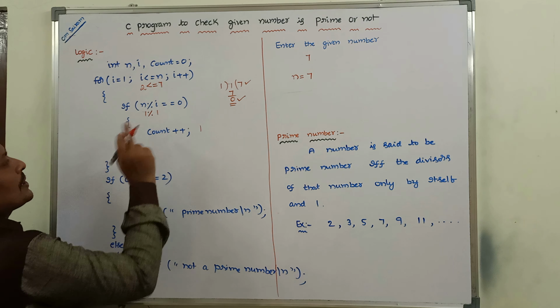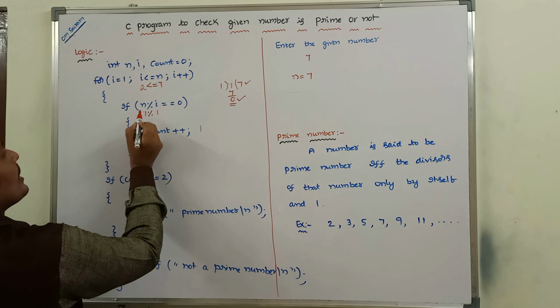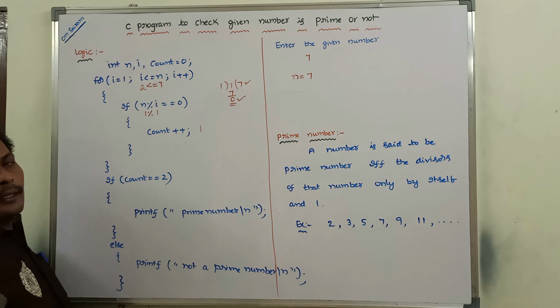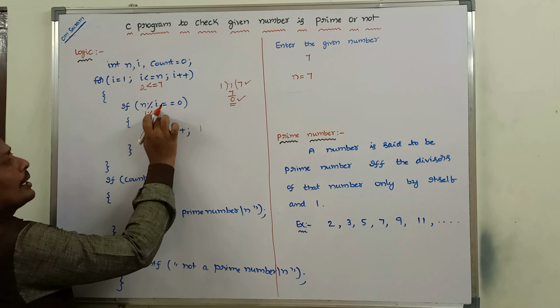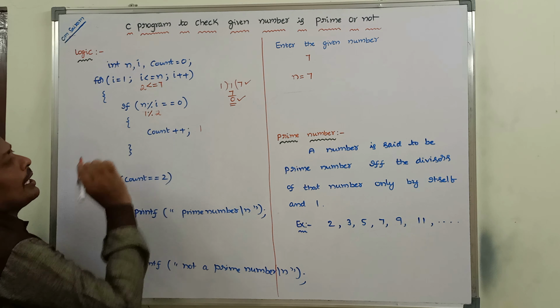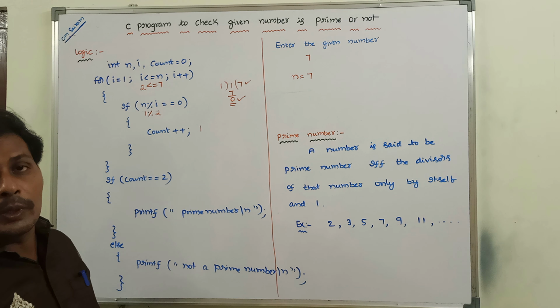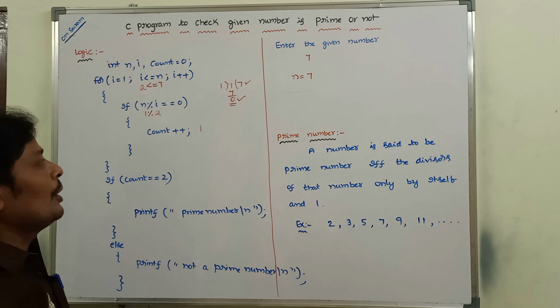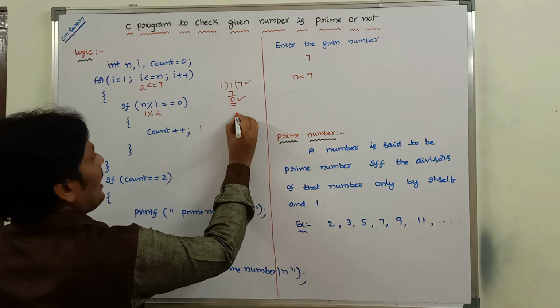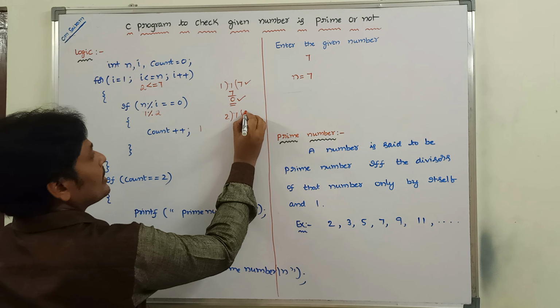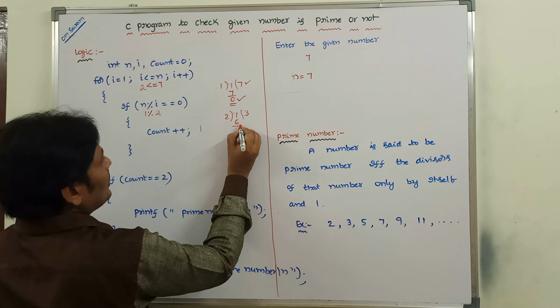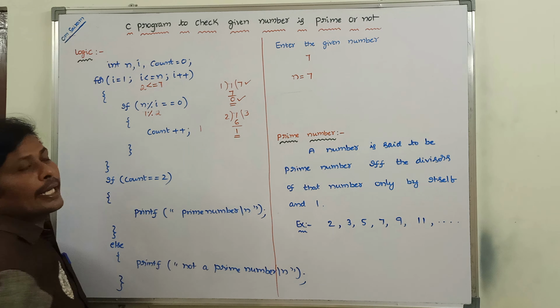In that body, the if statement is there: if 7 modulus operator I equal to 0. N value is 7. Now I value is 2. 7 modulus operator 2 equal to 0. We have to check the condition. I am taking 7 and dividing it by 2. 2 3s are 6. The remainder value we are getting is 1.